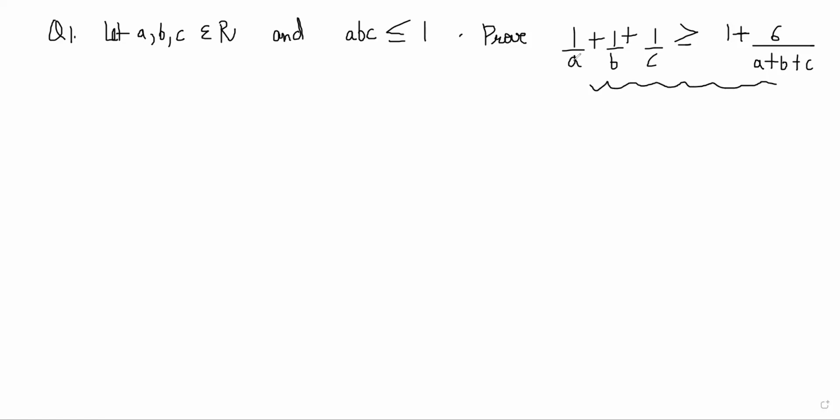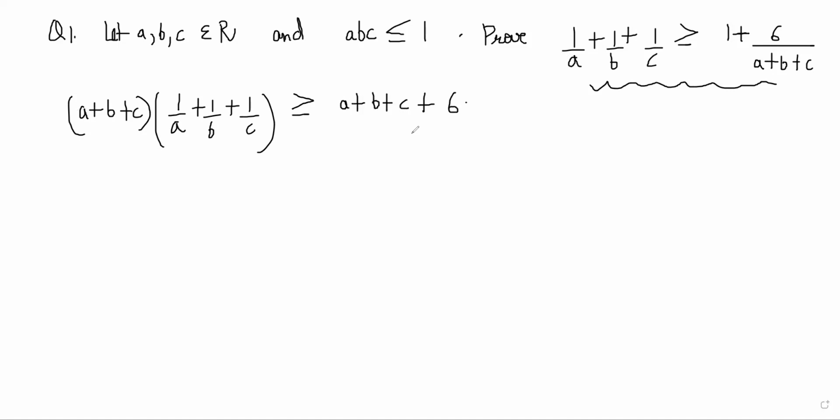The first step that we'll do is we'll transform this inequality a little bit by multiplying both sides of it by a plus b plus c. So we can say a plus b plus c multiplied by 1 by a plus 1 by b plus 1 by c is greater than equal to a plus b plus c plus 6. So that is what we have to prove now, right?